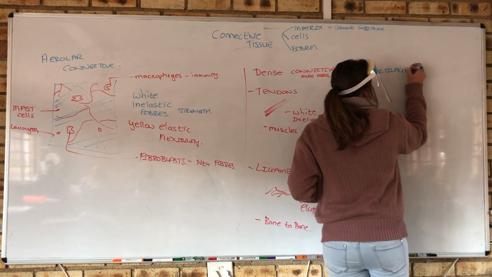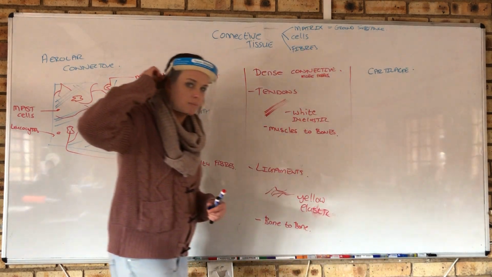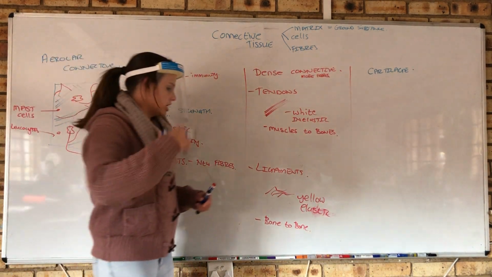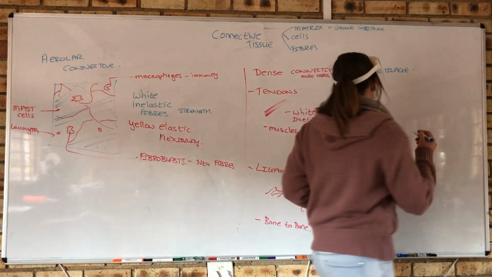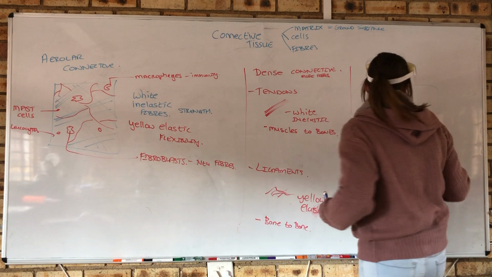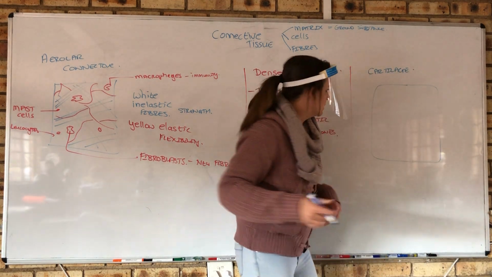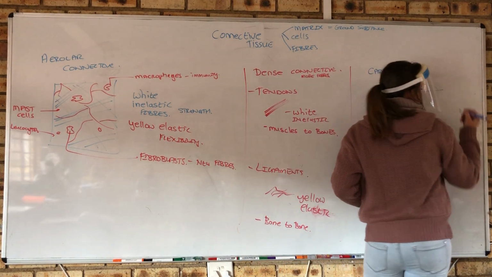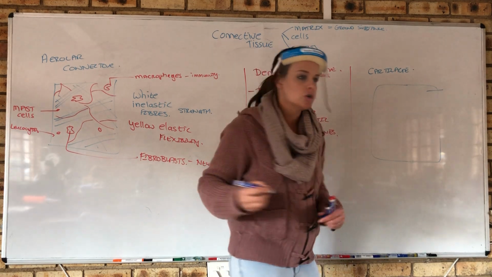Okay. Then the next one we did very quickly was cartilage. Cartilage, like the pinna of the ear, tip of your nose, vertebrae, etc. Cartilage has a specialized matrix that is a little bit more solid. The matrix is solid and it's got a specialized name called chondrin.